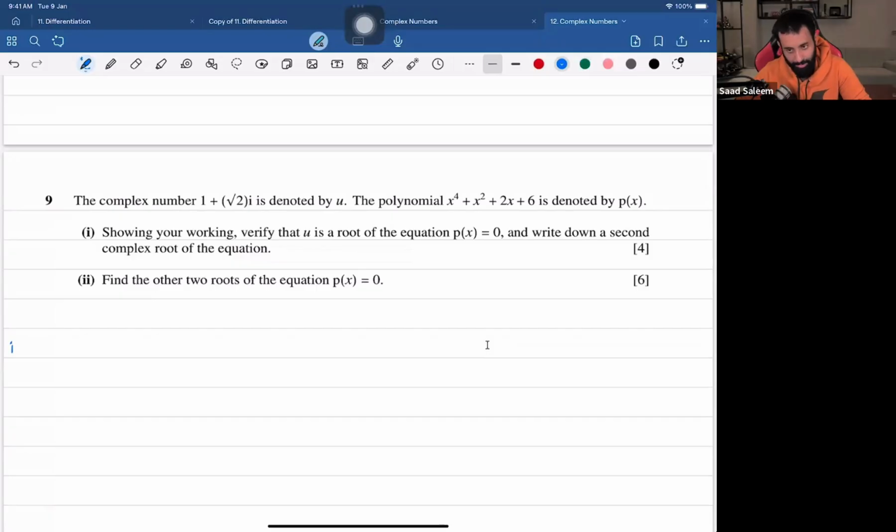We need to verify that P of u is a root of P of x equals 0. So that means we plug it in. That's the only way to verify whether it's a root or not.